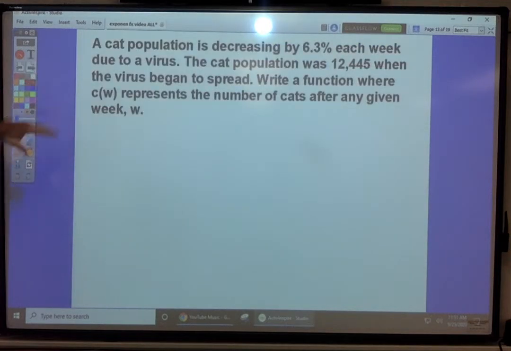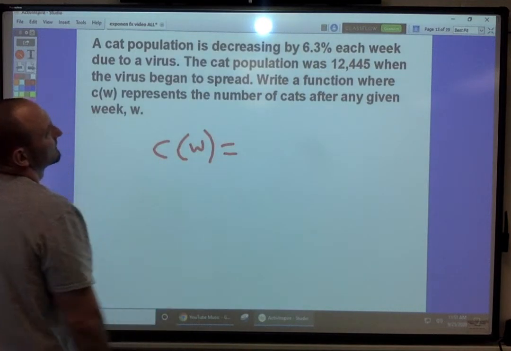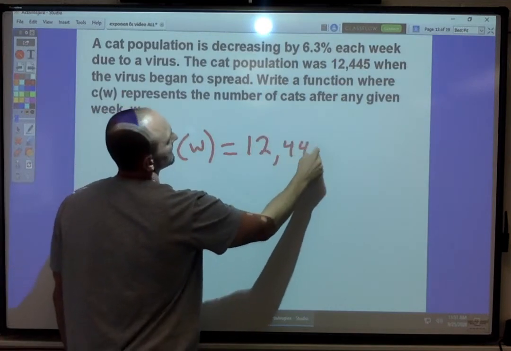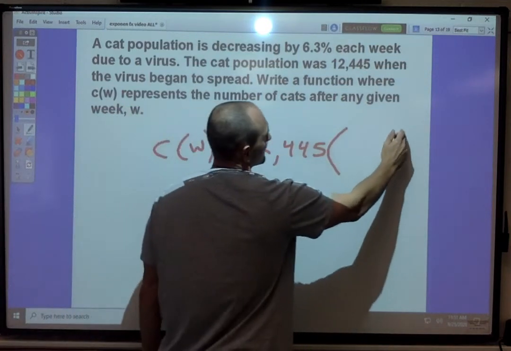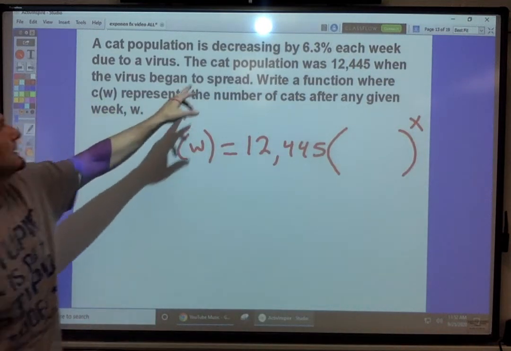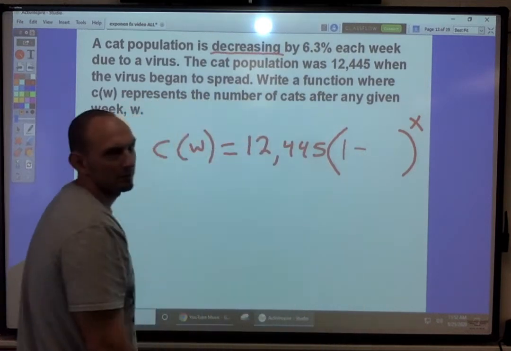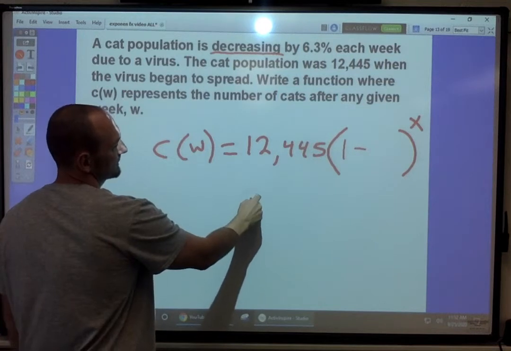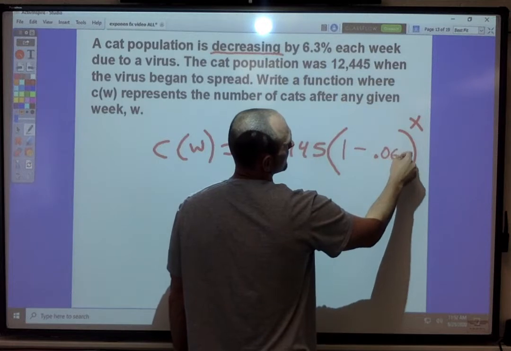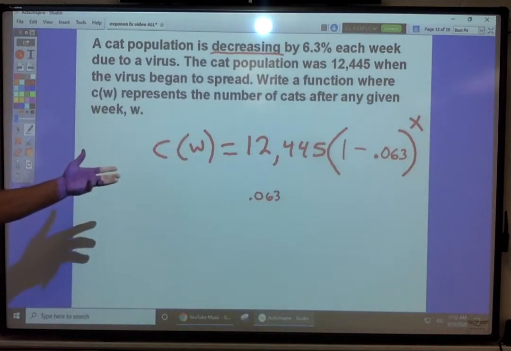Okay, you've had time to read it. I'm sure you didn't hit pause, so here we go. Beginning amount. There are this many cats. And then something's happening to them here. So it says they are decreasing. So that's going to be 1 minus 6.3%, which should be 0.063 as a number. And then that's it. It says write a function.